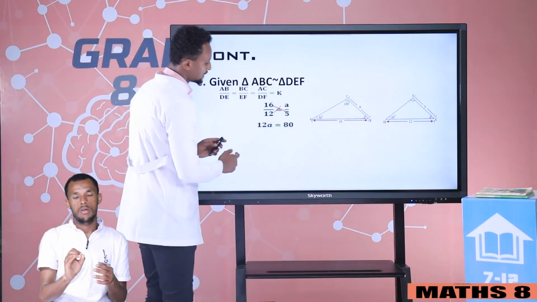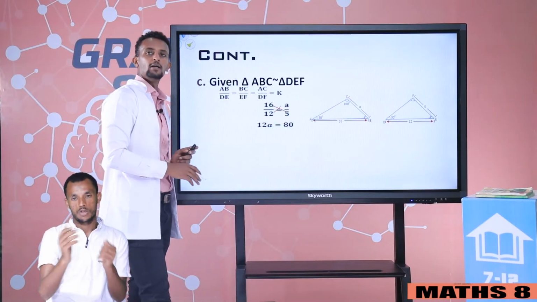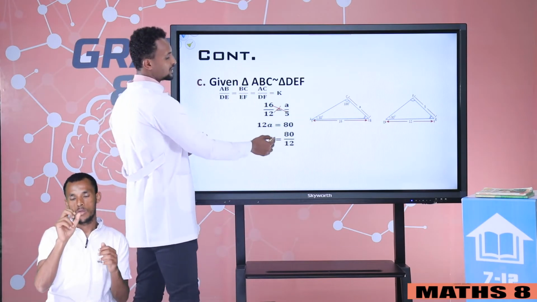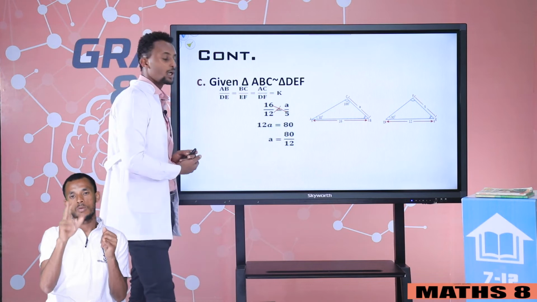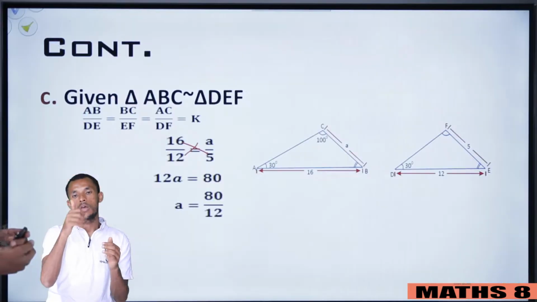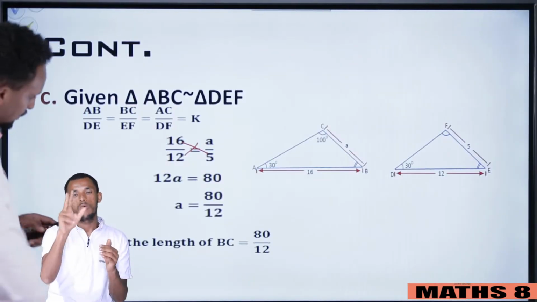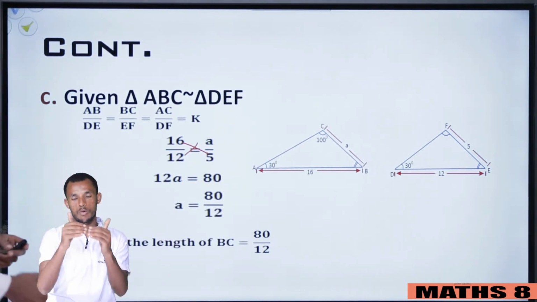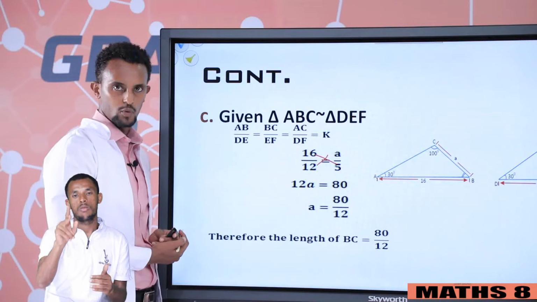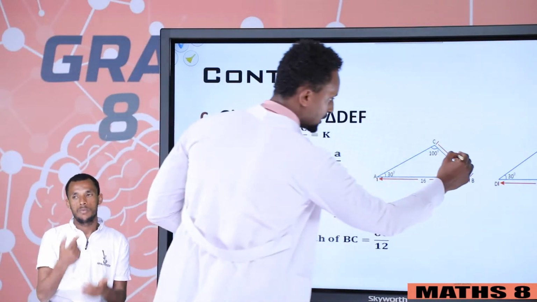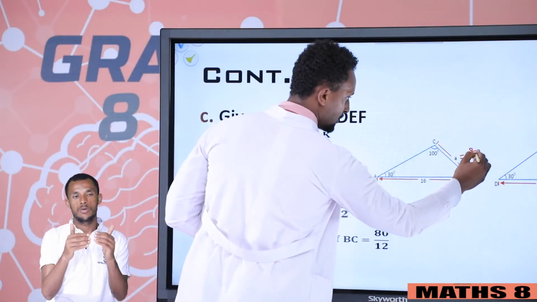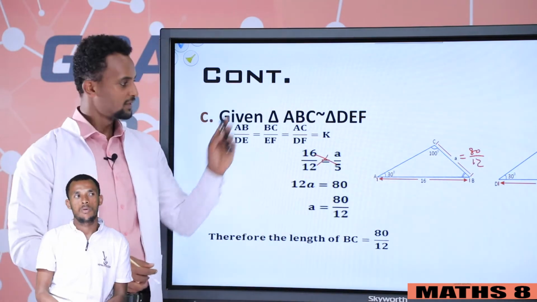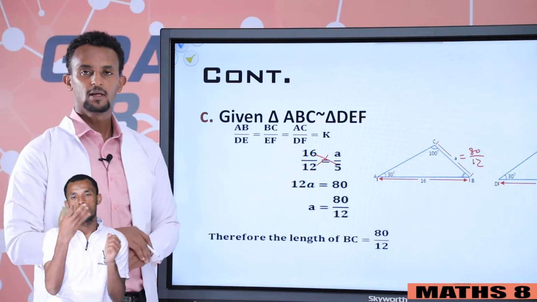So, let us divide both sides by 12. When you divide both sides by 12, A is equal to 80 over 12. Therefore, the length of BC is equal to 80 over 12. Therefore, this side is equal to 80 over 12. Okay, this is the solution of the example.